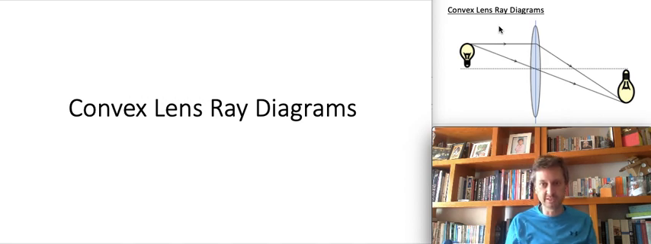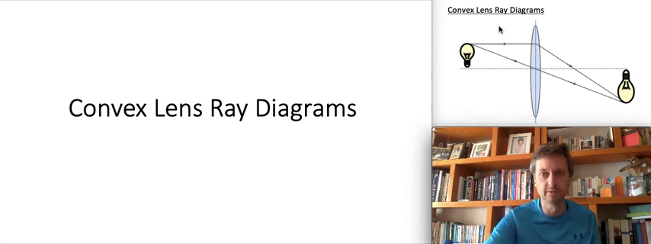Convex or converging lenses bring light together to a point. So therefore, in most cases, what you're doing is focusing the light and therefore producing a real image. A real image being an image that you can put onto a screen. So these are the types of lenses we get in the projector in the classroom, for example, that you can put an image onto a screen.